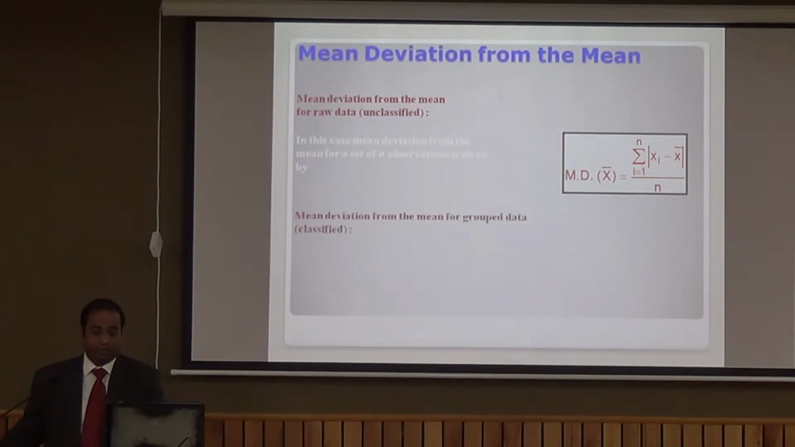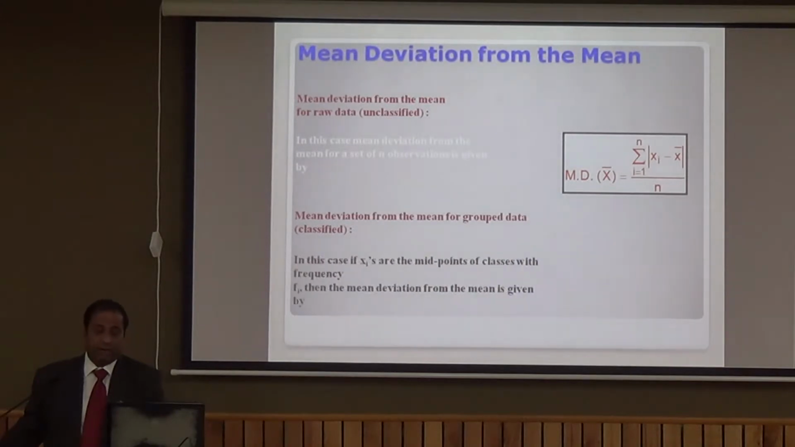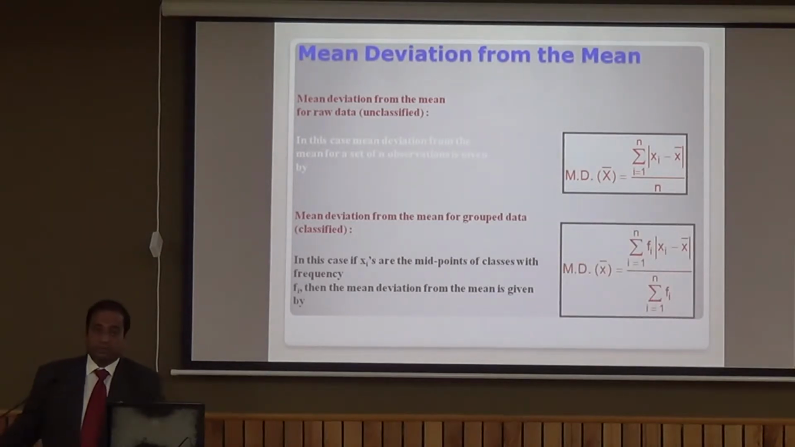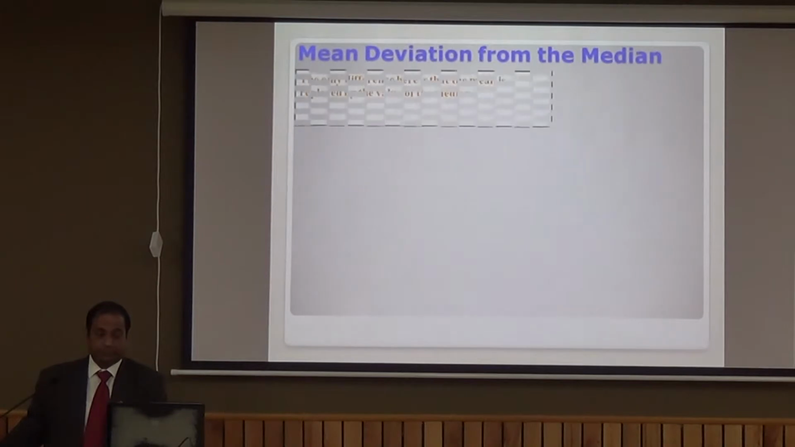Mean deviation from the mean for grouped data is defined as follows. In this case, the xi's are the midpoints of the classes with frequencies fi. Then the mean deviation from the mean is given by the formula summation of fi into modulus of xi minus x bar upon the total number of frequencies, that is capital N.